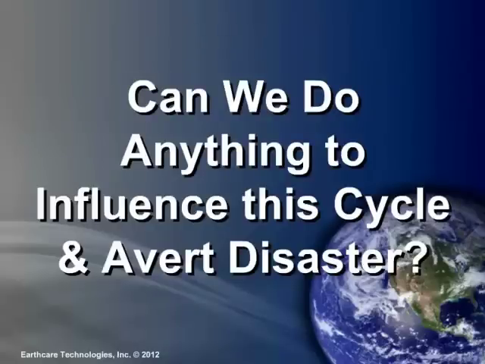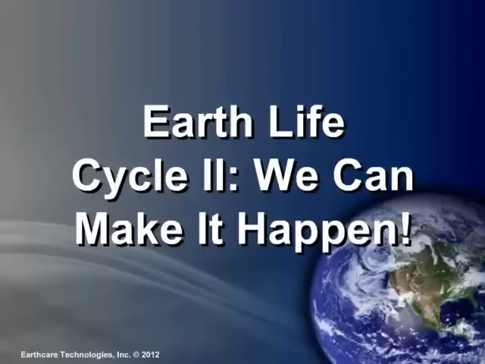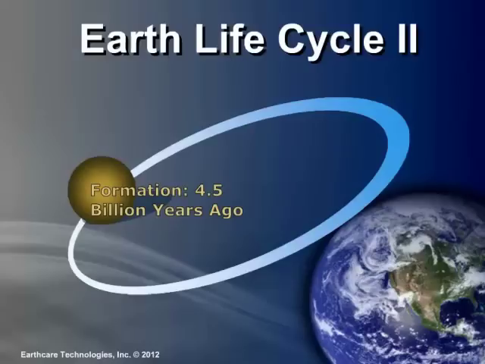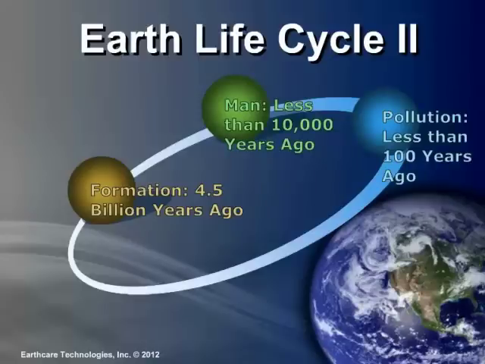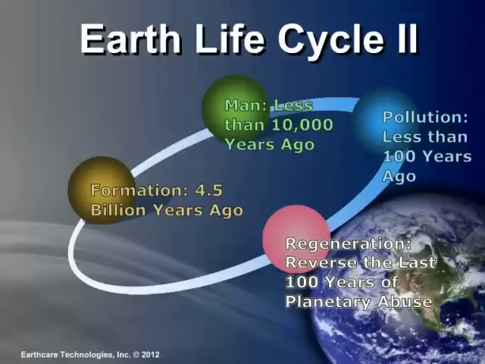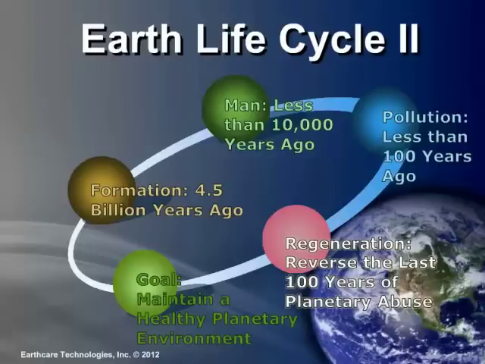Is there anything we can do to influence this cycle and avert disaster? Yes, we can make it happen. Let's look at another possibility for the future of our planet. The Earth was formed 4.5 billion years ago. Man first walked the planet less than 10,000 years ago. Pollution began less than 100 years ago. But instead of facing potential disaster, we can help the Earth to regenerate and reverse the last 100 years of planetary abuse, and we can continue to implement healthy habits to maintain a healthy planetary environment.